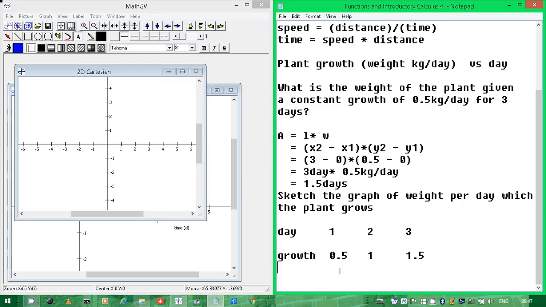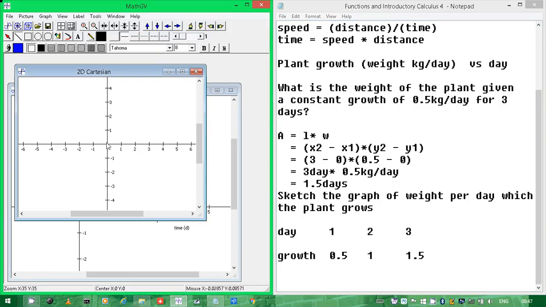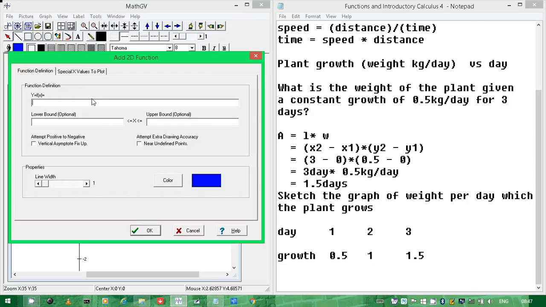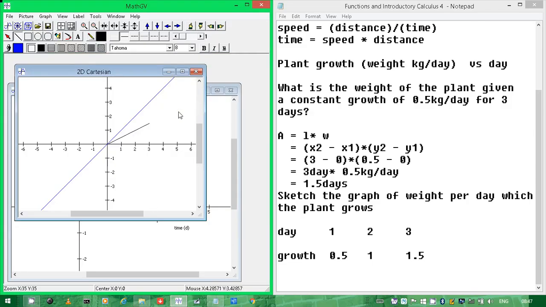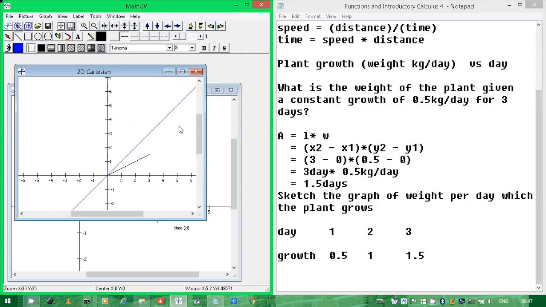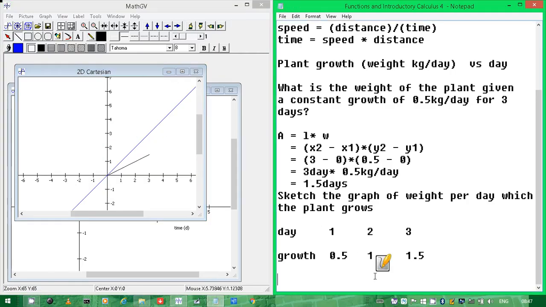Right. So it would look like this, wouldn't it? Where 3 would line up with 1.5, right? So this graph isn't exactly y equals x, is it? Y equals x is much steeper, right? So, well, all we can do is we can work out what the slope of this function is. Right, we can do that quite simply.